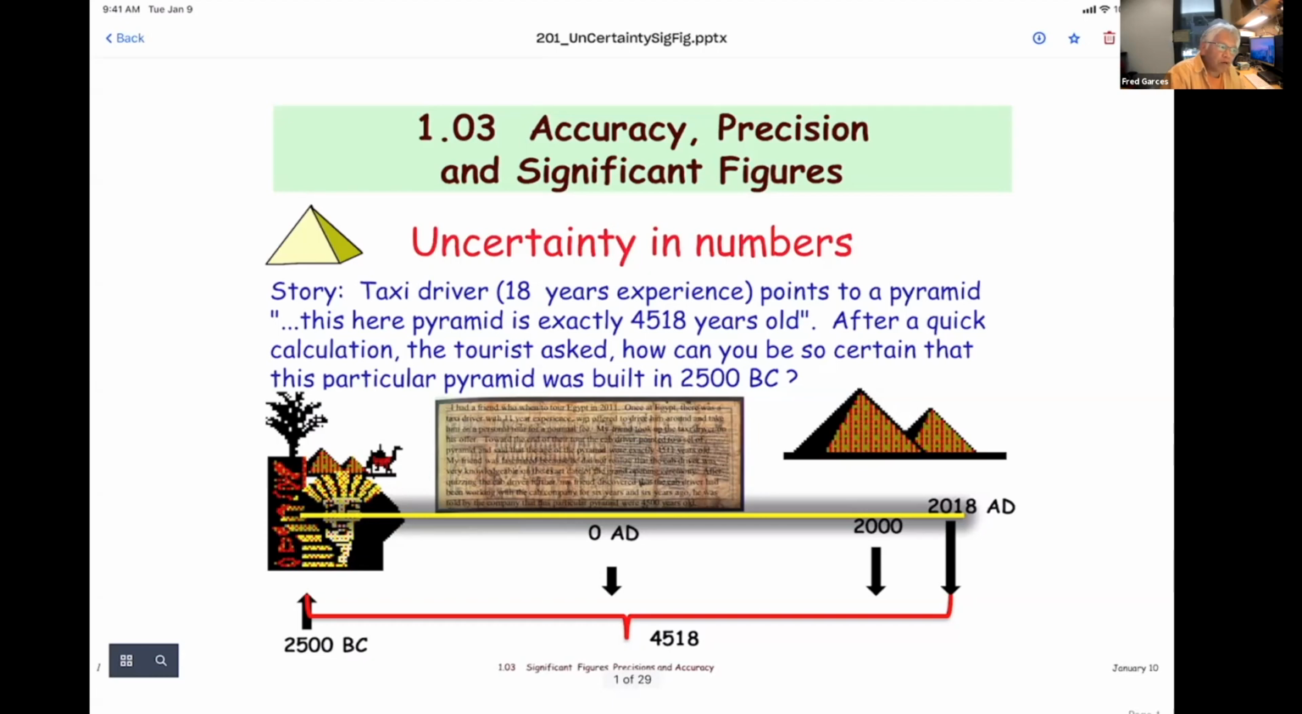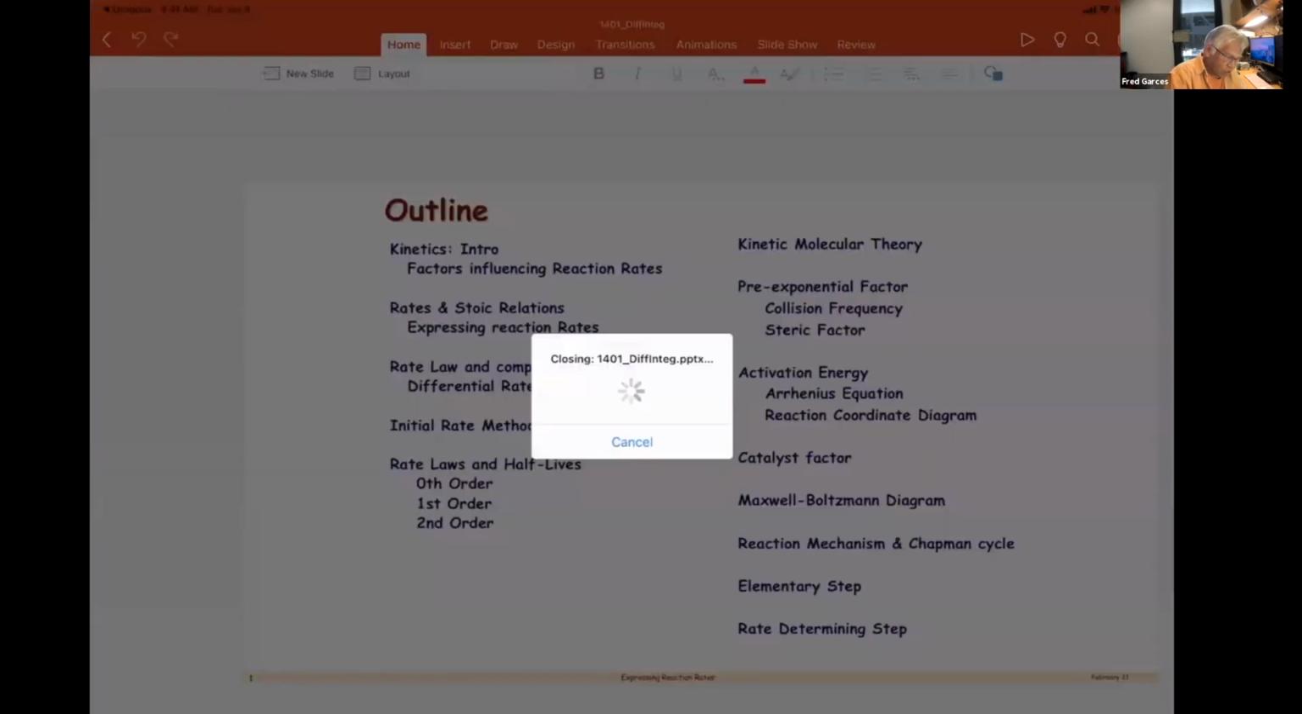So the moral of the story is that when they gave this person that information, the 4,500 years old, the error in that number is plus or minus 100 years. Okay, the error in that number is plus or minus 100 years. And so if the error is plus or minus 100 years and this person's adding 18 years to that value, then they're totally incorrect in their significant figures.